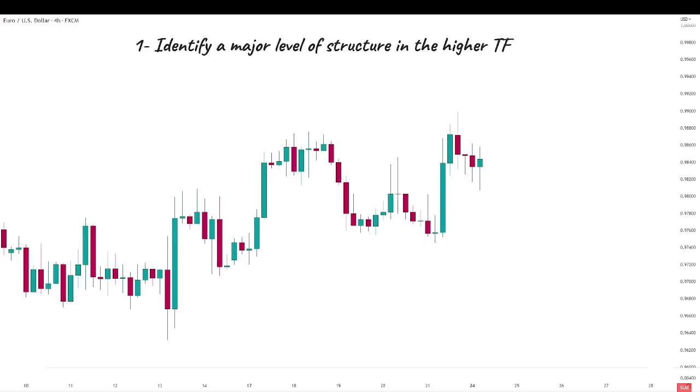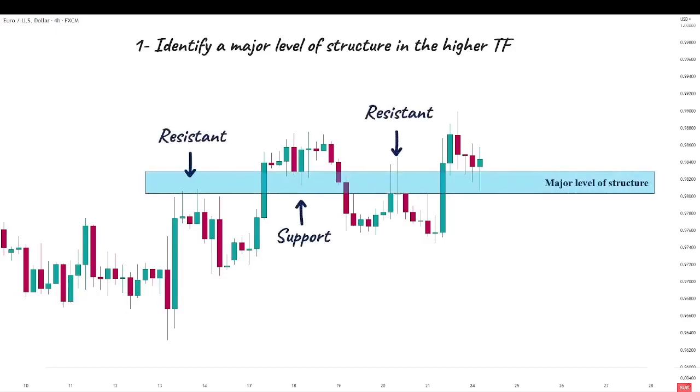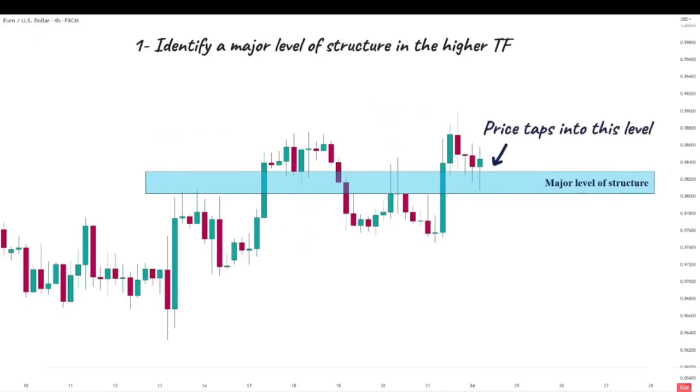As we mentioned earlier, a major level of structure is a key level that has recently acted as both support and resistance multiple times. Here on the euro-dollar 4 hours time frame, we are in an uptrend, so we have bullish bias. Also, we can identify this major level of structure in front of the market. As the price moves towards this level, we know that this movement is a short-term downtrend in lower time frames, and we expect the price to reject this area.